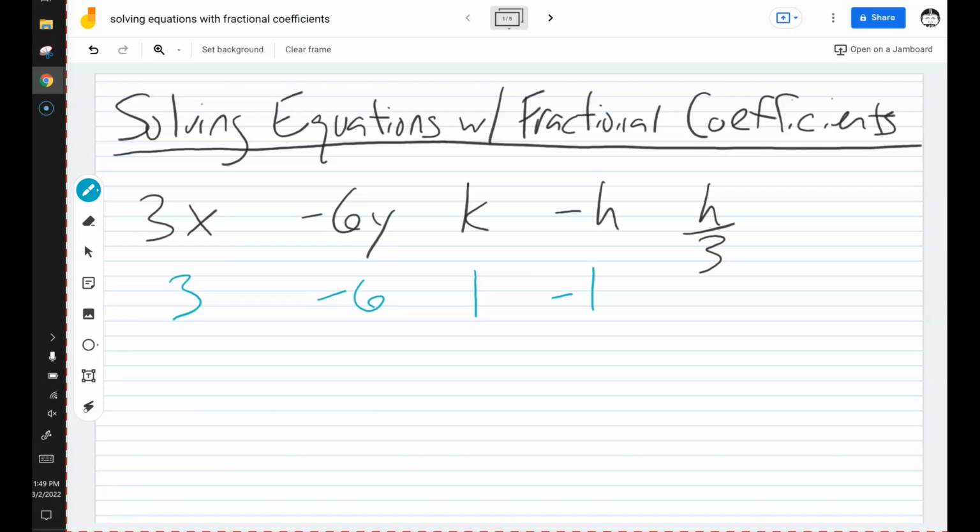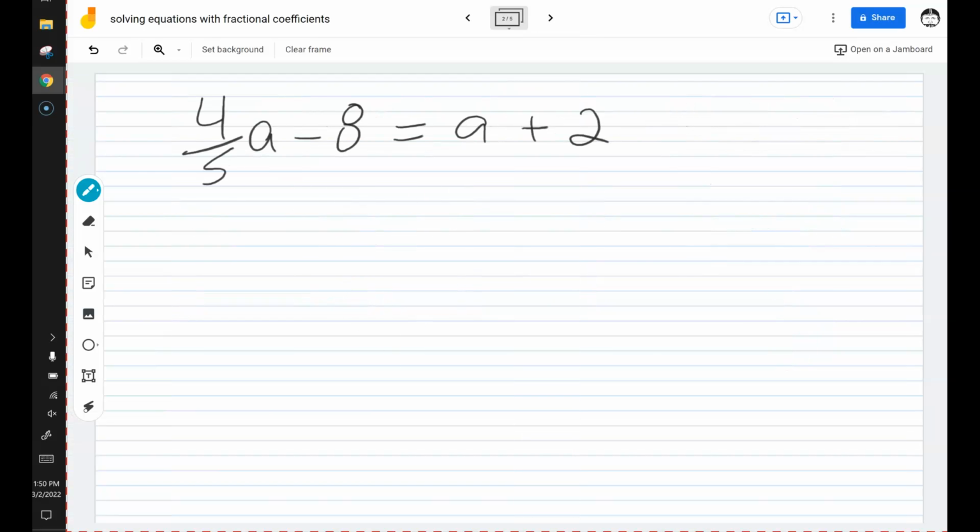Negative h would be negative 1, and then the coefficient of h over 3, remember that h over 3 is the same thing as 1/3 times an h. That's going to make our coefficient 1/3. So just a quick review of what coefficients are.